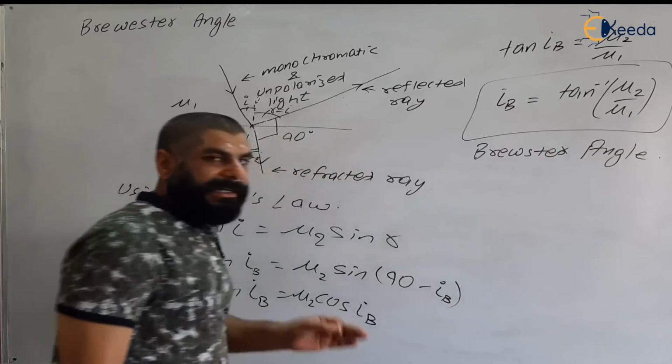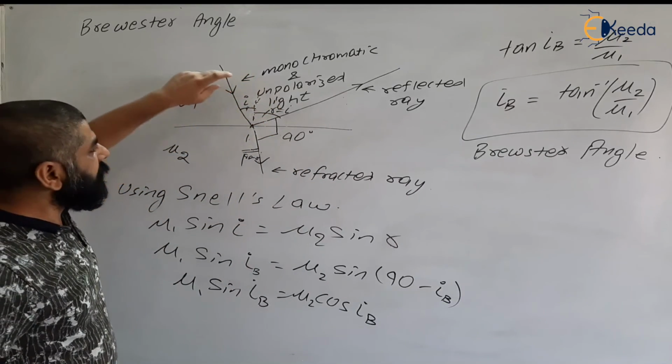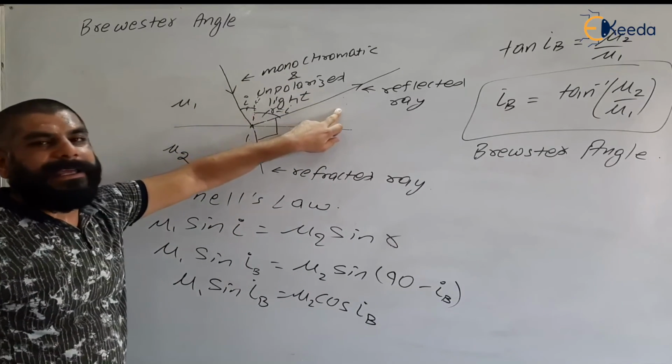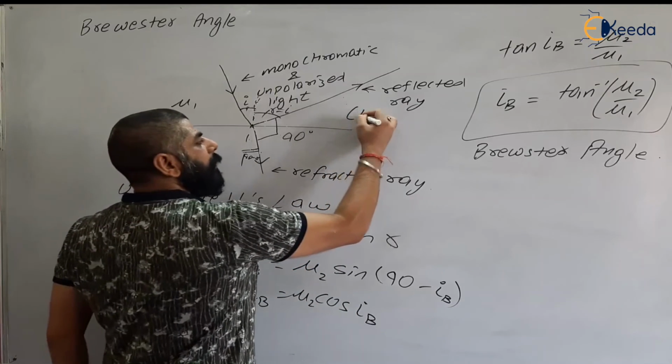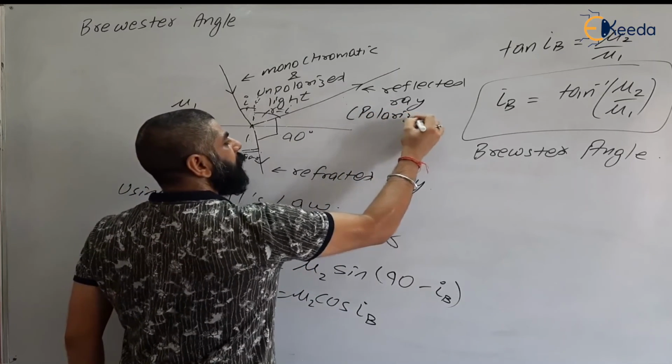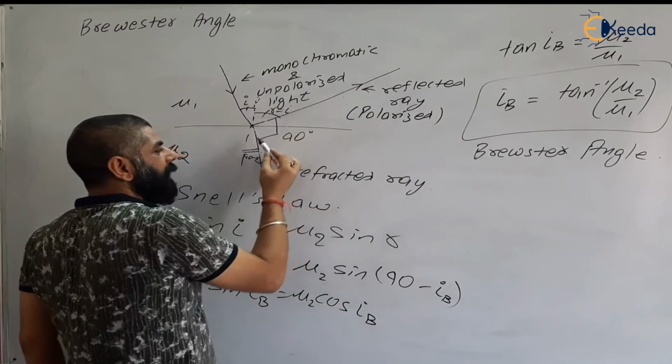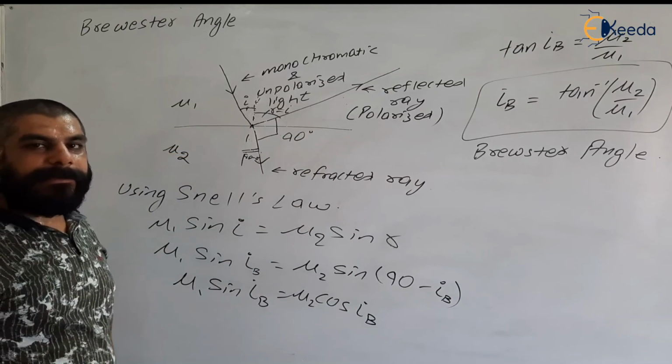The Brewster angle is the angle of incidence at which, for unpolarized incident light, the reflected ray is completely or fully polarized. This is polarized light, when the angle between the reflected and refracted ray is 90 degrees. Thank you.